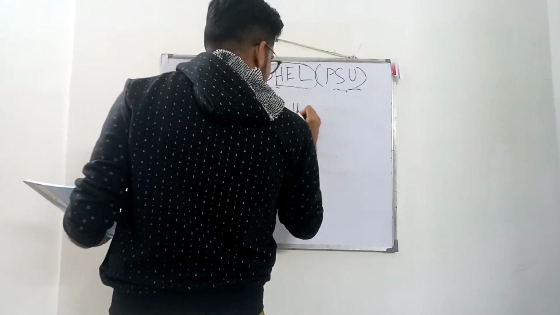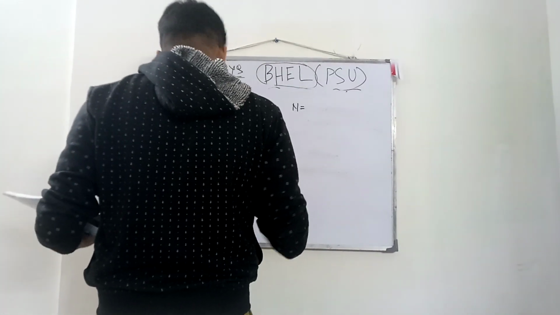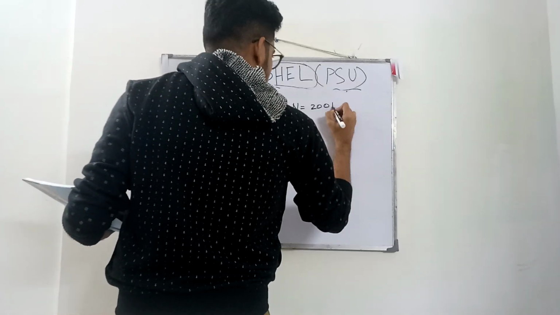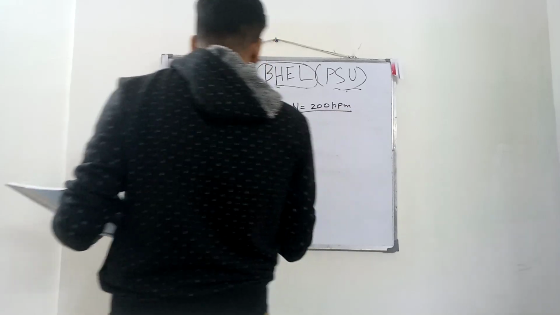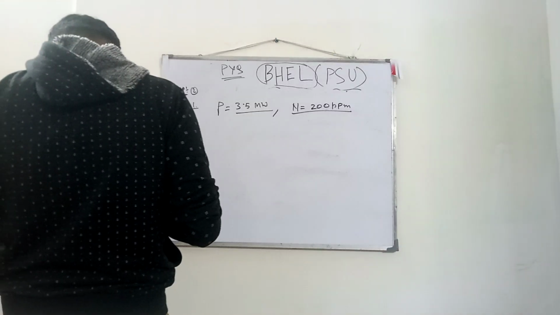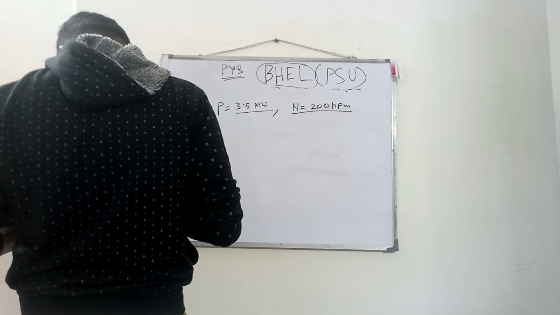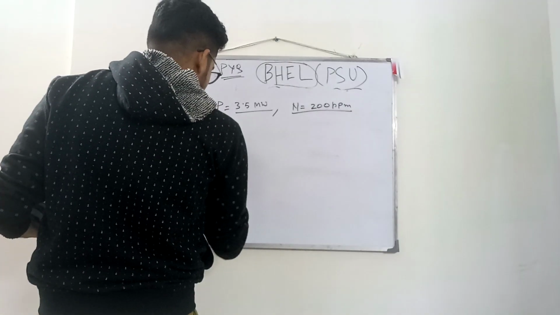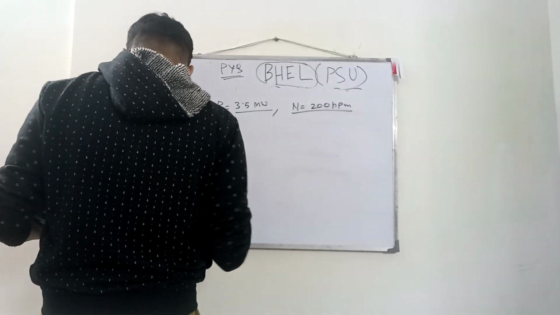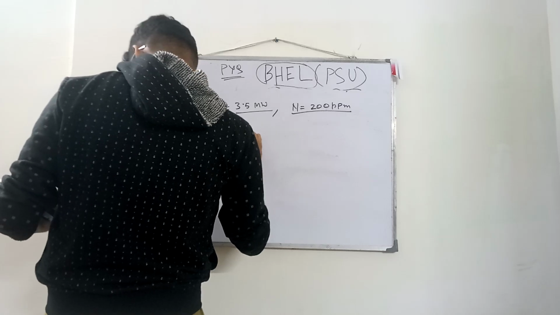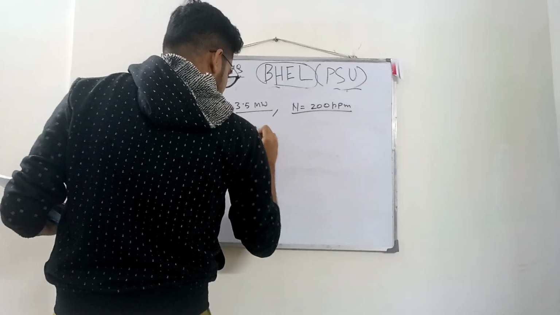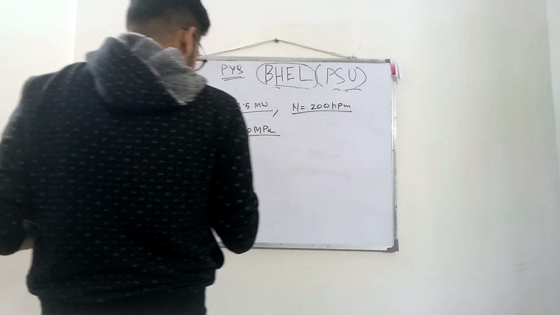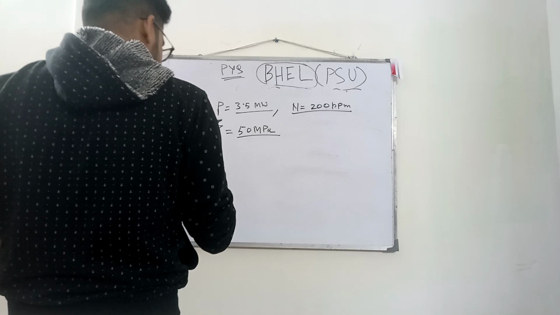So 200 RPM means the rate of rotation is 200, and we will denote it with N. Then the permissible shear stress, the value of shear stress, we denote with this symbol. The value of shear stress is 50 MPa, megapascal. Megapascal is the unit of stress, any kind of stress; here shear stress is given.